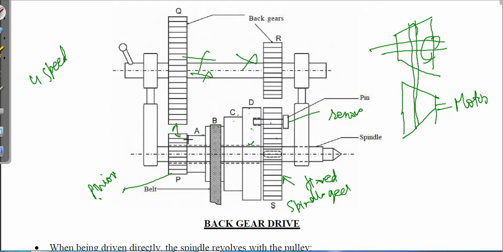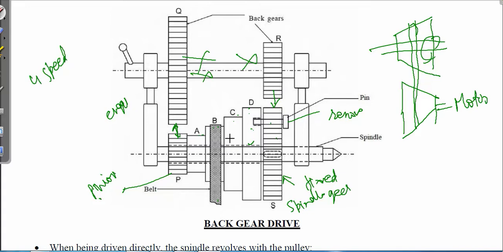But what we are doing, whatever motion is given to P, that motion is transferred to Q when you have engaged this back gear. So that motion has transferred to this Q, and the RPM of this Q is similar to R, and this R is now giving the motion to the spindle gear. Okay, so you just see the transfer of the motion.